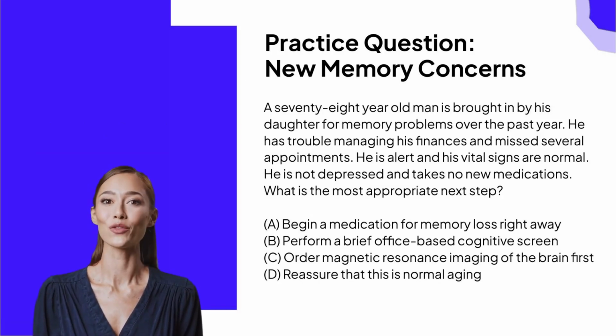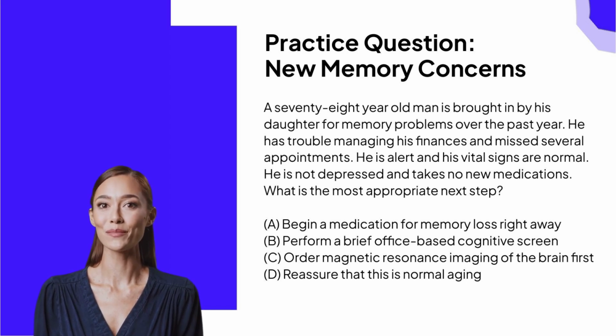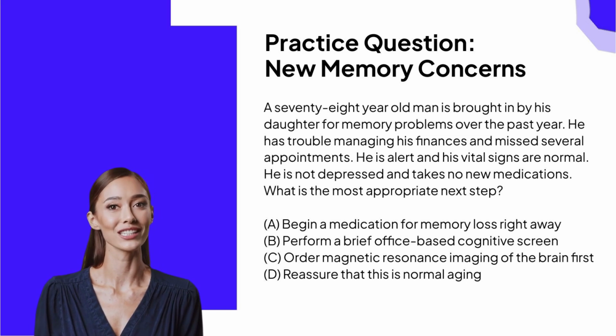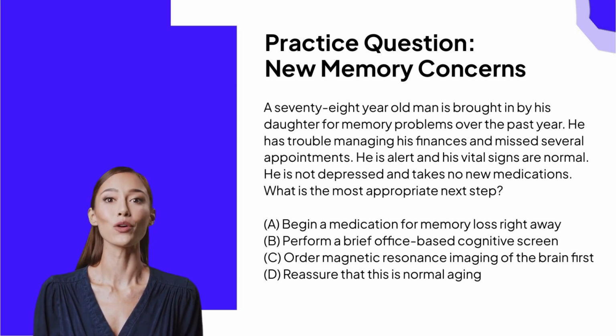A 78-year-old man is brought in by his daughter because of memory problems that have been getting worse over the past year. He has had trouble managing his finances and has missed several appointments. He is alert, his vital signs are normal, he is not depressed, and he is not taking any new medications. The question asks for the most appropriate next step.